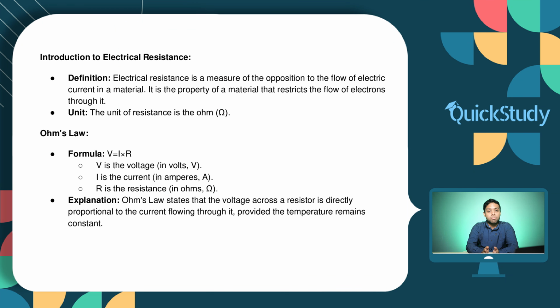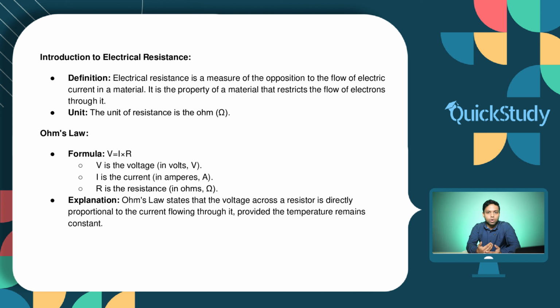Today we will start another topic of IGCSE Physics, and our topic for today is resistance and mains electricity. Electrical resistance is a measure of the opposition to the flow of current. It basically tries to stop the flow of current in a wire. The unit of resistance is ohm.